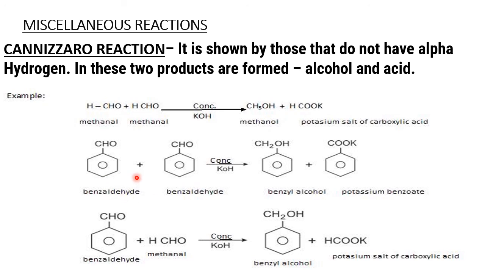See, two similar aldehydes without alpha: one alcohol, one potassium salt of benzoic acid. Now here two similar, but here two different, but both are without alpha. So alcohol and the potassium salt of formic acid. So all these we get. This is famously called what? Cannizzaro reaction. The Cannizzaro reaction is the reaction between aldehydes where we don't have the alpha hydrogen atom.